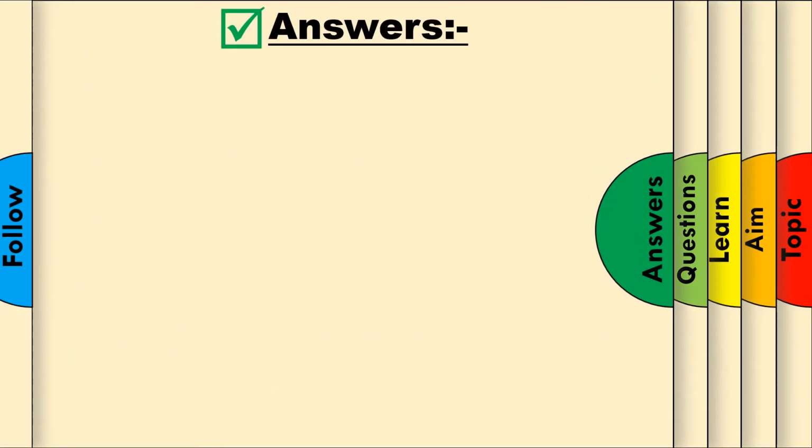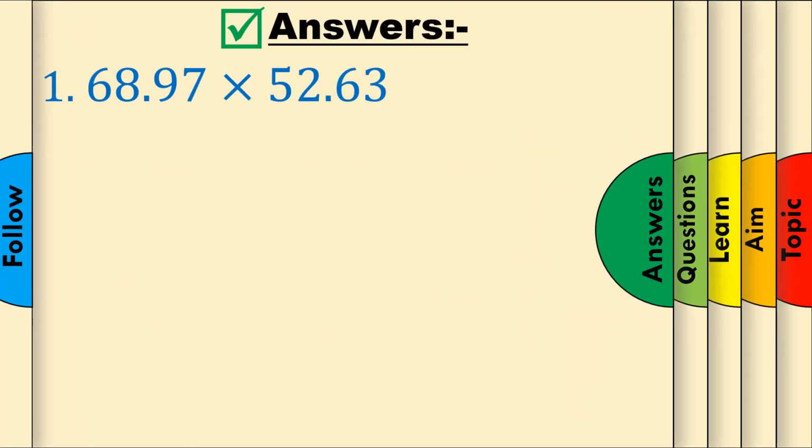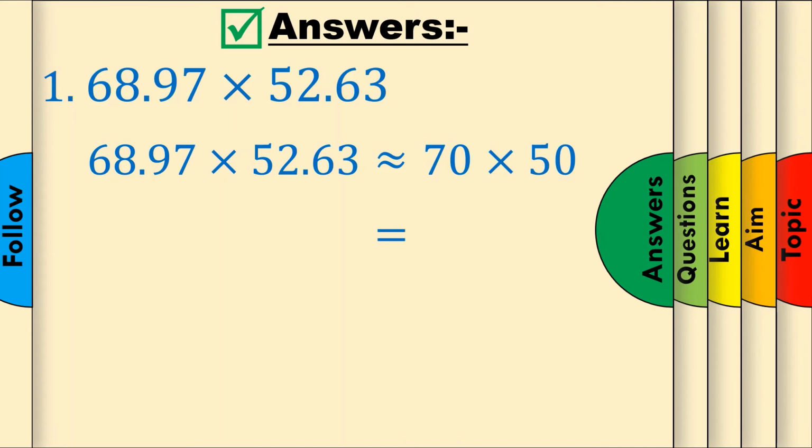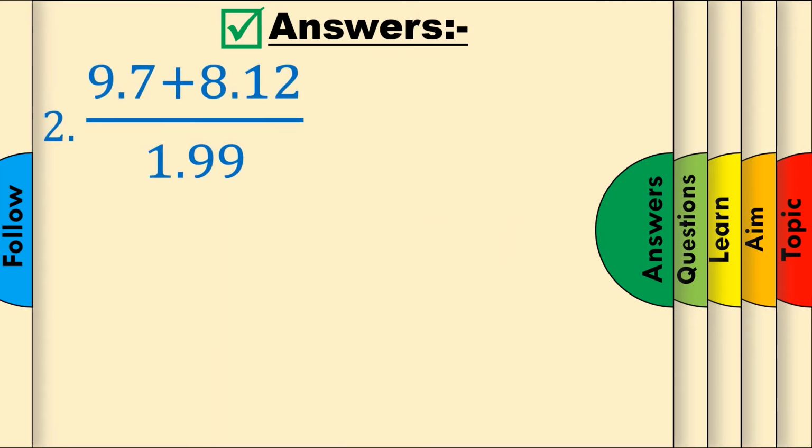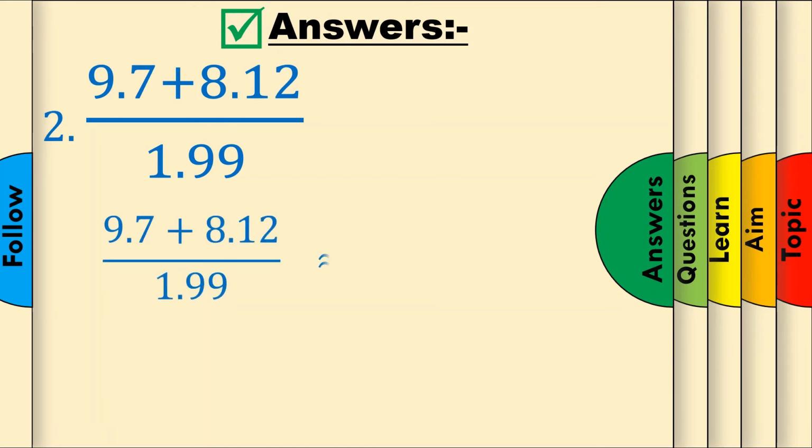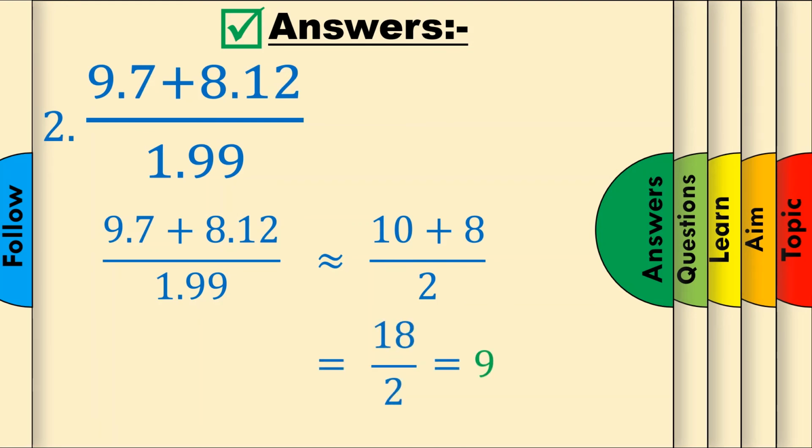Answers. Question 1. Estimate 68.97 multiplied by 52.63. First, round both numbers to one significant figure. 70 times 50 is 3,500. Simple. Question 2. Estimate 9.7 plus 8.12, all divided by 1.99. Again, round every number to one significant figure. 10 plus 8 is 18. 18 divided by 2 gives us the answer of 9.